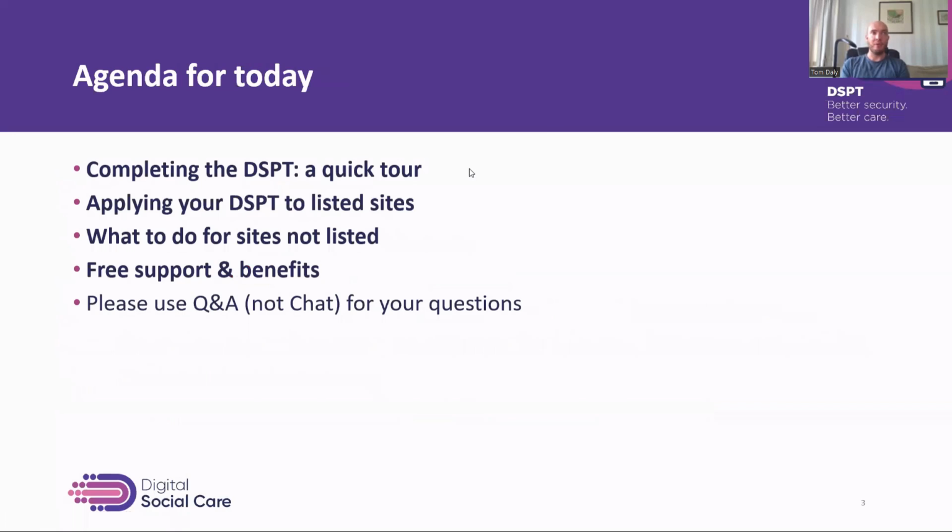So just a quick run through what we're going to look at. I think first thing will be completing your DSPT, so a quick tour of the product. And then Katie will be running through how you'll apply DSPT to your listed sites, so some of the detail around that. Again, what to do if those sites may not be listed, as there are some anomalies which can occur for a variety of reasons. And then finally, just highlighting the free support and benefits that are out there with completing your DSPT assessment on behalf of multi-site providers.